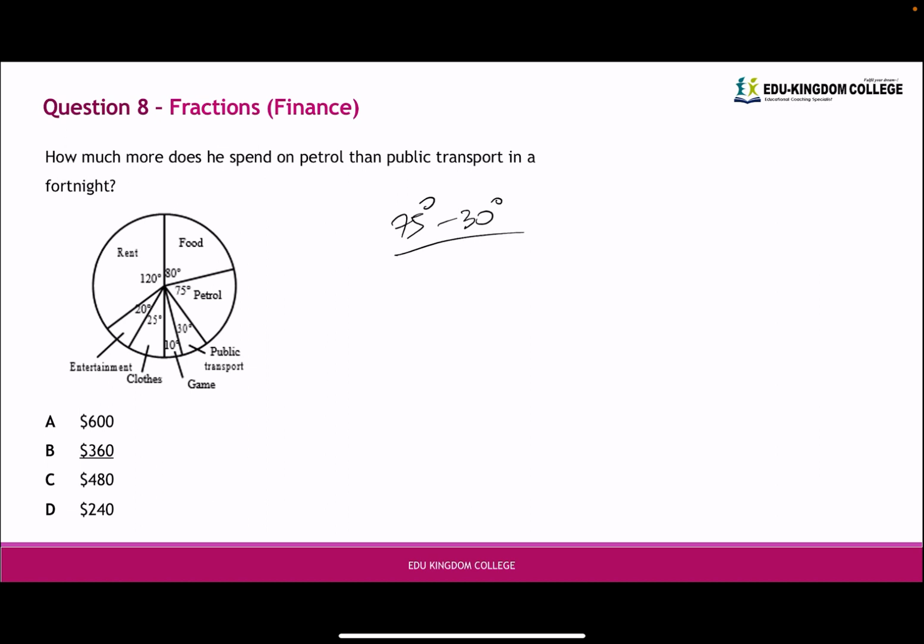So 75 minus 30, that's 45 over 360. If you divide top and bottom by 45, you get 1 on 8. Okay, so 1 on 8. So let's calculate what 1/8 is of 2,880. So 8 goes into 28, 3 times, then 4, 6, 0. Okay, 360.